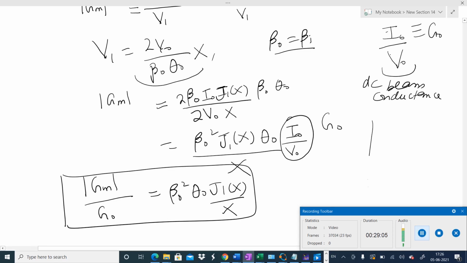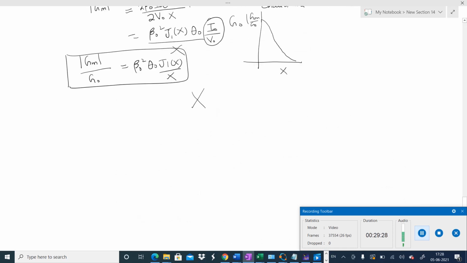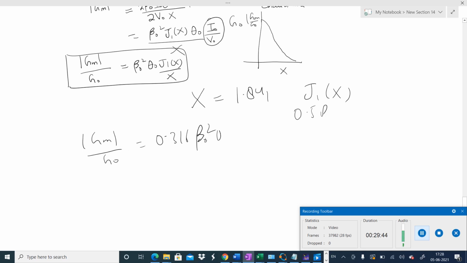If you plot, in the book the plot is given. This normalized transconductance with x will be something like this. Okay, it decreases with increase in x. And what will be the value at maximum output? We know that maximum output occurs at x equal to 1.841 for this Bessel function, and the value is 0.58. So at that point Gm by G naught will be 0.316 beta naught square theta naught.